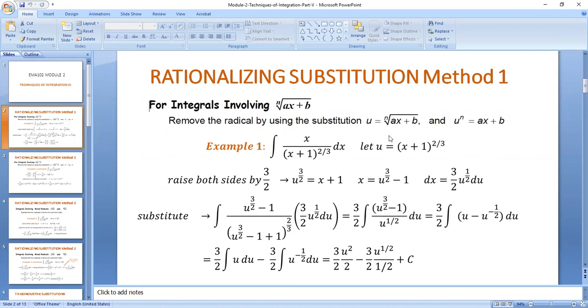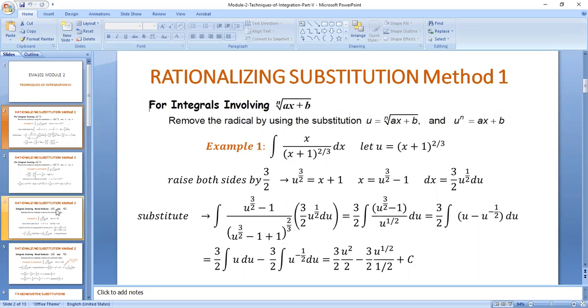Okay? And the rest is you have to substitute the new variable to the nth root expression, and correspondingly you are to change the derivative of the original variable to the derivative of your new variable. Okay, so that's for method 1.